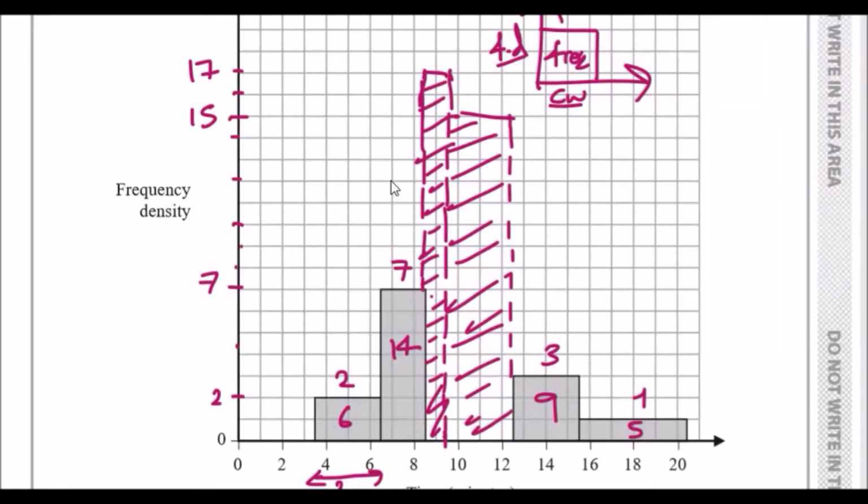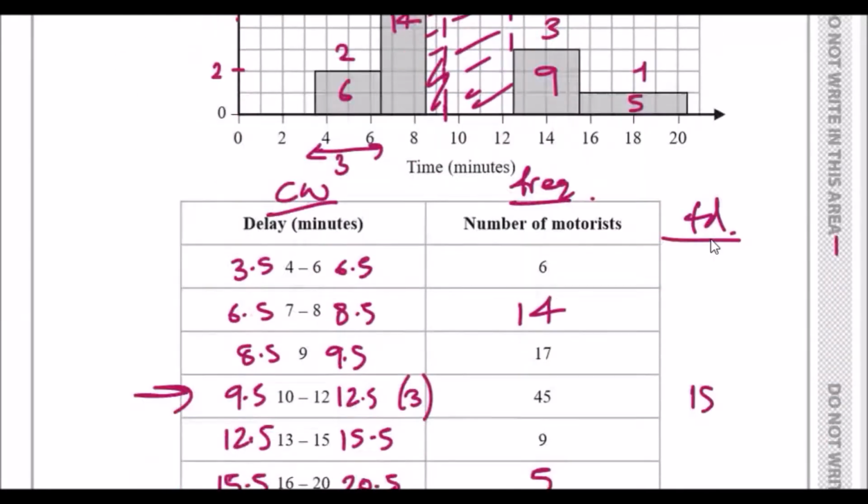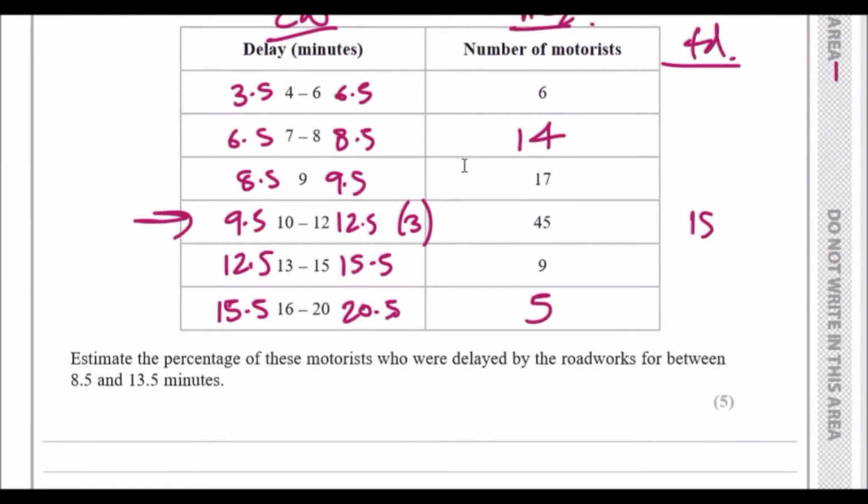All done. So let me just put the heights there. 17, 15, area is 17, area 45. Yep, that's really done. Now, what was the question? So estimate the percentage of these motorists who were delayed by the roadworks for between 8.5 and 13.5 minutes.